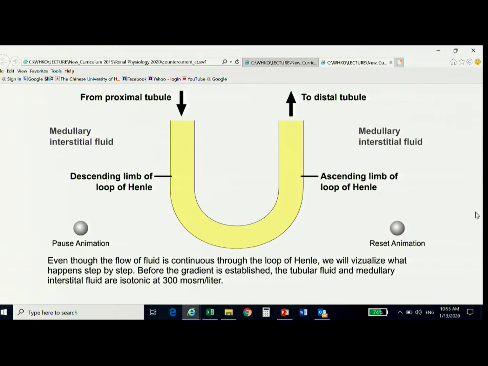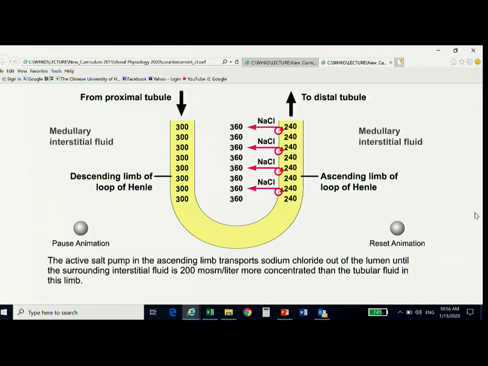Even though the flow of fluid is continuous through the loop of Henle, we will visualize what happens step by step. Before the gradient is established, the tubular fluid and medullary interstitial fluid are isotonic at 300 milliosmoles per liter. The active salt pump in the ascending limb transports sodium chloride out of the lumen until the surrounding interstitial fluid is 200 milliosmoles per liter more concentrated than the tubular fluid in this limb.